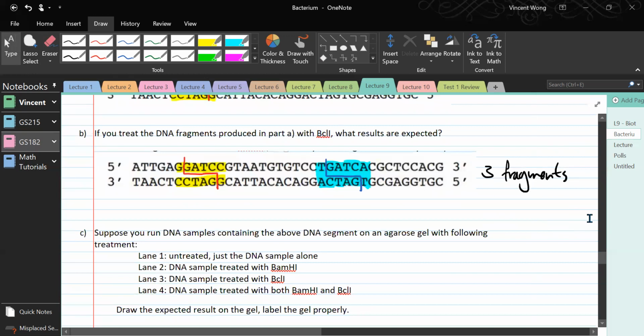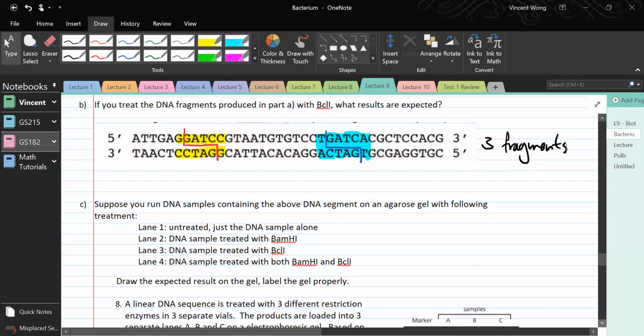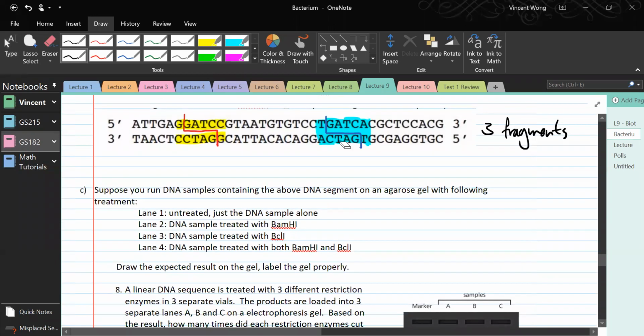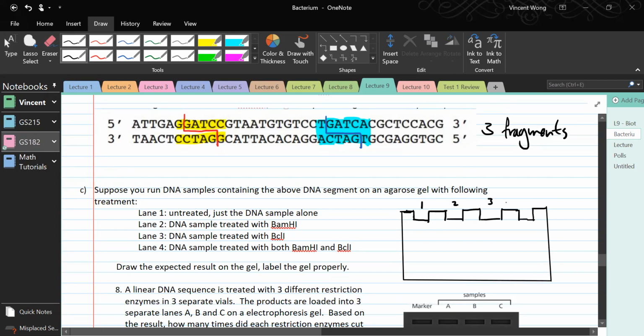So here it says, suppose you run the DNA sample containing the above DNA fragments on an agarose gel. Draw the expected result on a gel. Okay, so here is my gel. It's really fun to make the gel. You take the powder out of a bottle, add some water, some buffers, put it in the microwave for about 10 seconds, and then you pour it into a mold and you get the gel. So here is lane 1, 2, 3, and 4.